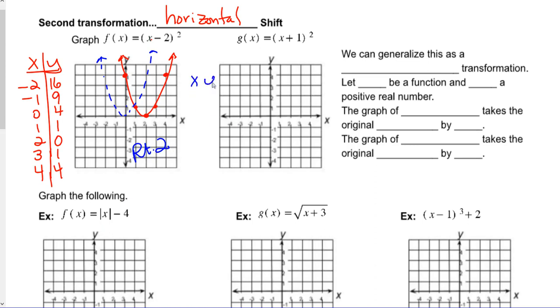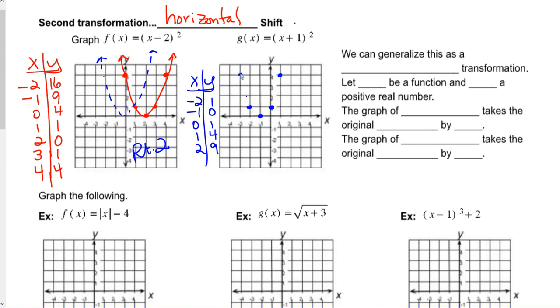Now, if I do a t-table for this guy over here, and I choose -2, -1, 0, 1, and 2, just by plugging in those values, I will tell you, you get 1, 0, 1, 4, and 9. So if I plot those points, -2, 1, -1, 0, 0, 1, and 1, 4, obviously 2, 9 is going to be off the charts. It's up here. Now I kind of look like I have a U shape going, which hopefully is going to be my turnaround point down here.